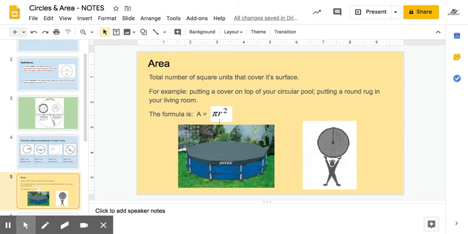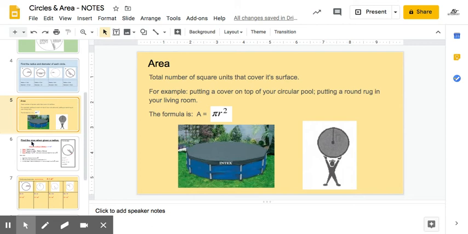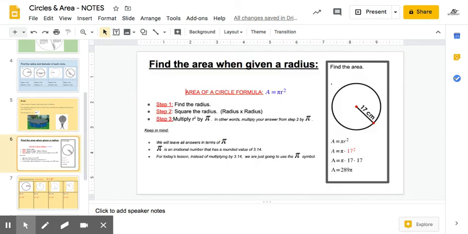Just like circumference, the pi and the r squared are right next to each other. Those two are being multiplied together. Okay, so the only difference with this formula is we have an r squared. Remember, when we square a number, that means we're multiplying that number by itself. Okay, it does not mean times 2. So we're going to do a bunch of practice with these. Now, we can find the area when given a radius or when given a diameter, because we know the relationship between the radius and the diameter.